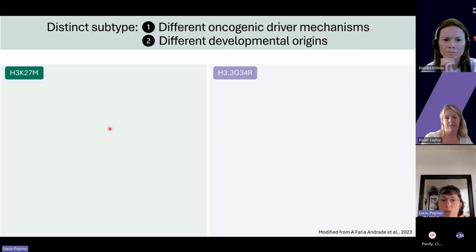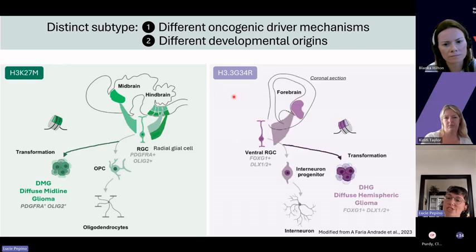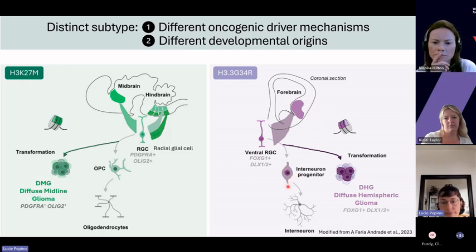As I just told you, they are driven by different oncogenic mechanisms, but they also come from different developmental origins. The DMG, the one carrying the H3 K27M mutation, likely originates from oligodendroglial progenitors within the midbrain and the hindbrain, while for the H3.3 G34 mutant, the DHG, hemispheric glioma, they likely derive from forebrain interneuron progenitors in the lateral ganglionic eminence.